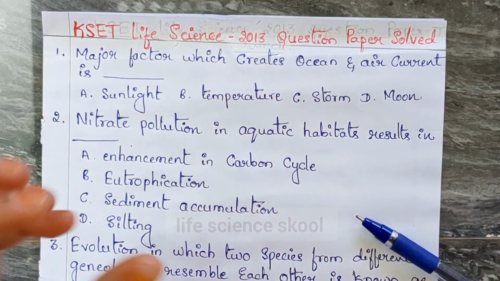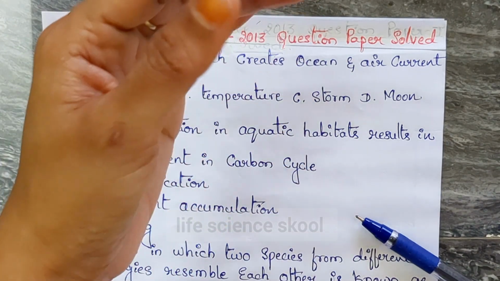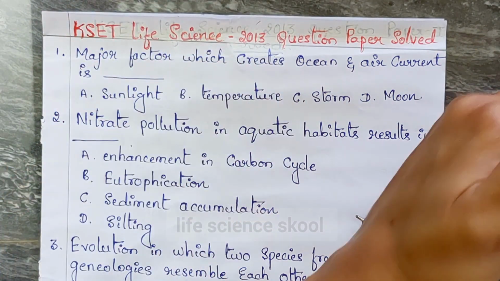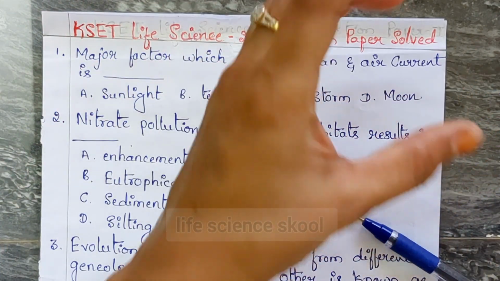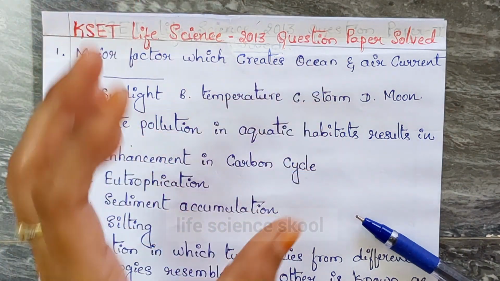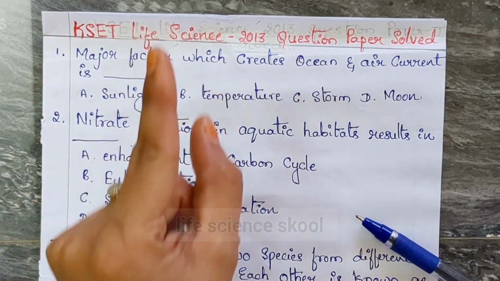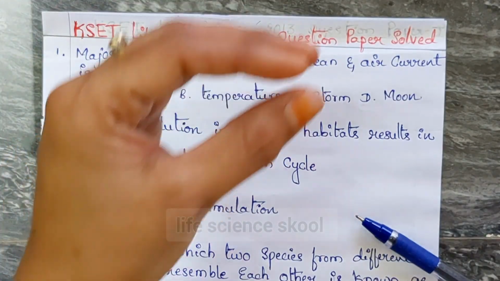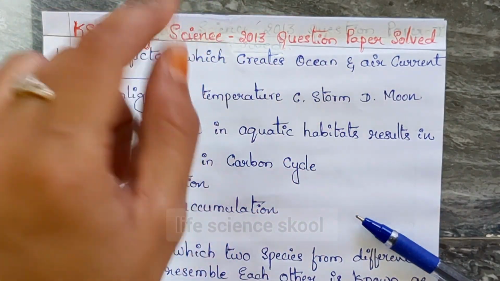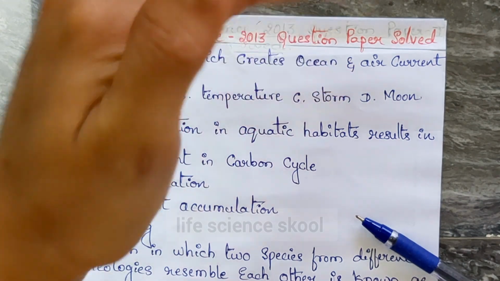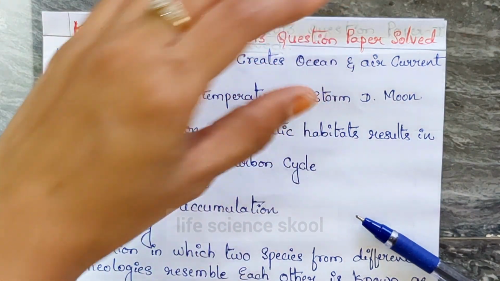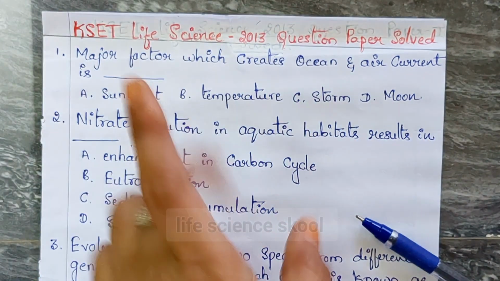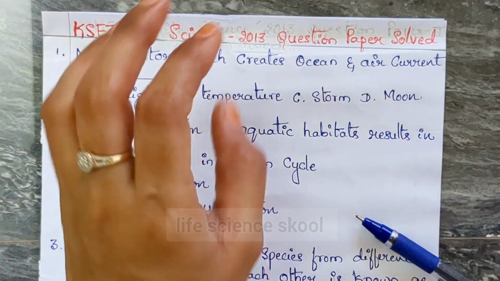Third, wind action. Wind creates surface currents by pushing water in certain directions. That is the third factor. Coming to the fourth one, density. The density of cold water is higher than that of hot water, hence the water with higher density sinks and lesser density water floats. And the last one, fifth, is the Coriolis effect.